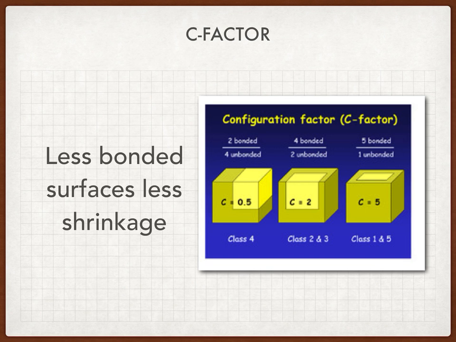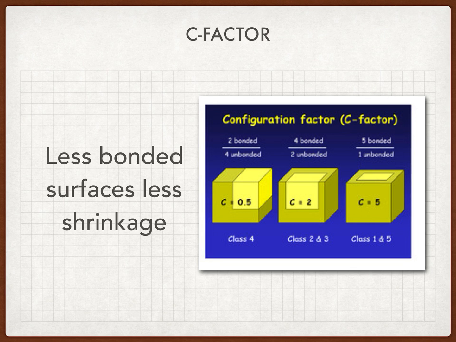That will lead to the configuration factor, or simply the C factor. The C factor results from the division of the bonded by the unbonded tooth surface. As we can see here on the right, the class 1 and the class 5 cavities have 5 bonded surfaces and 1 unbonded surface, so the C factor will be very big, which is 5.